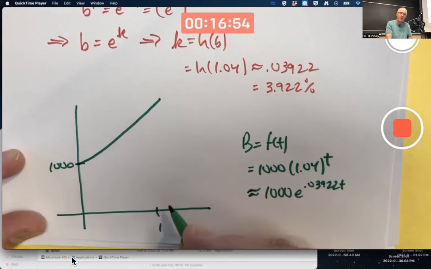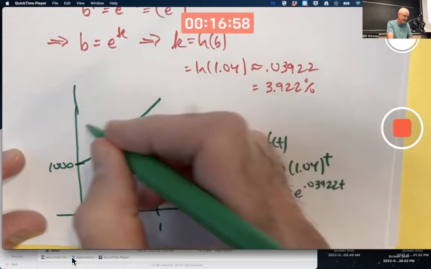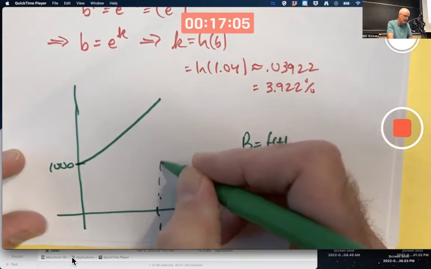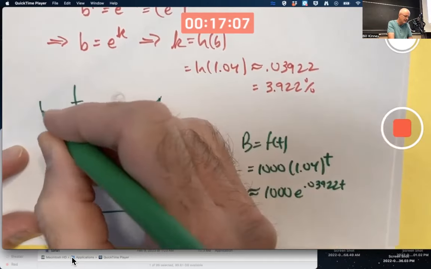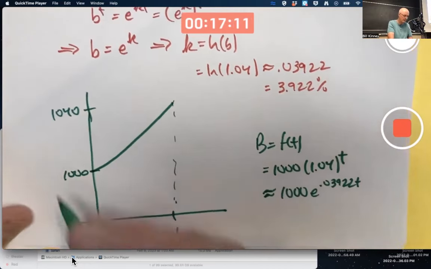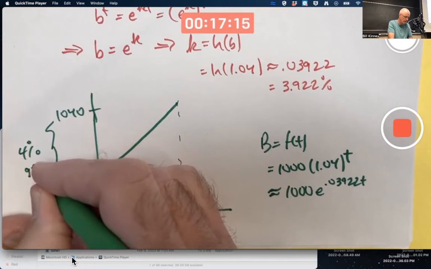The fact that it grew by 4% during that 1 year means that your interest is 4% of 1,000, $40. So the final balance after 1 year is 1,040, like we saw before. That's 4% growth.